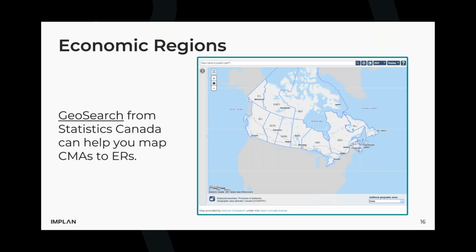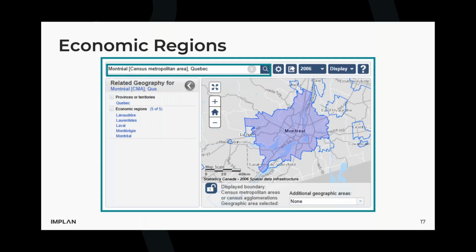Fortunately, there's a nice tool from GeoSearch Statistics Canada, which we now have available on our IMPLAN product page, that'll help you do that. It's set up very nicely to allow you to search for your area of interest and then to demonstrate what the related economic region is. So here, as you can see, I've searched for Montreal. This is a specific census metropolitan area.